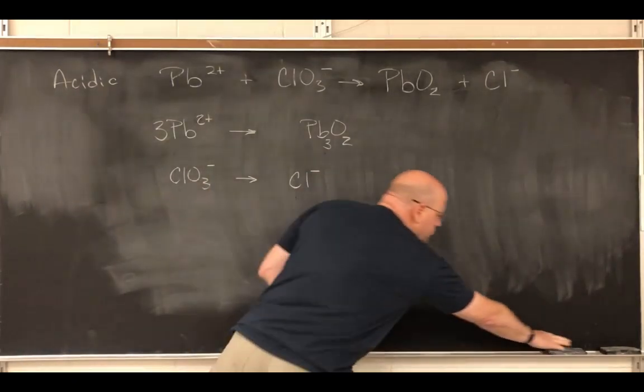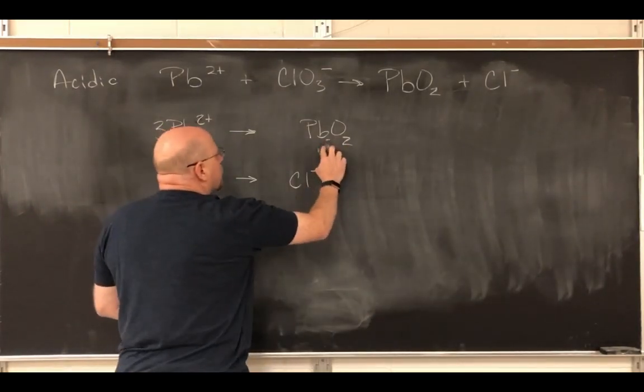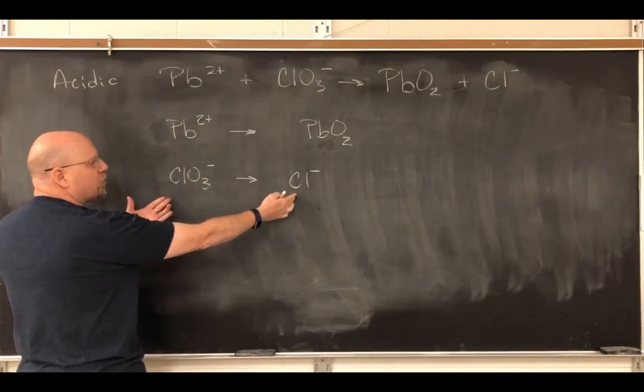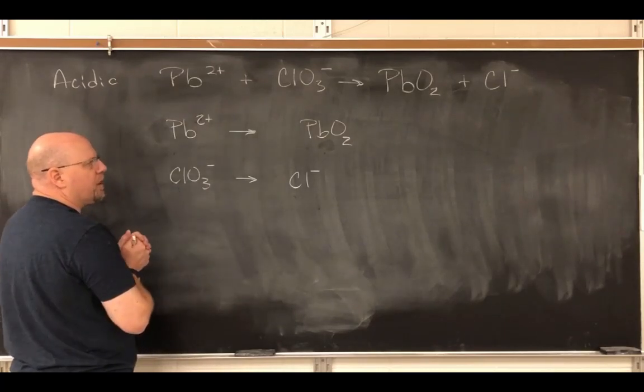Now, let's go back to reality. Our reality is that our lead has 1 on each side, and the same thing with the chlorines. We have 1 of each on both sides.